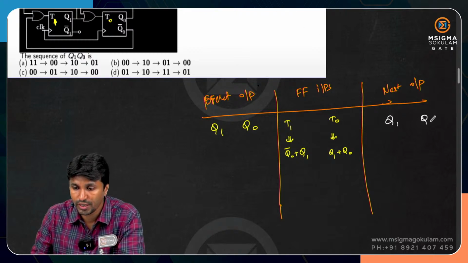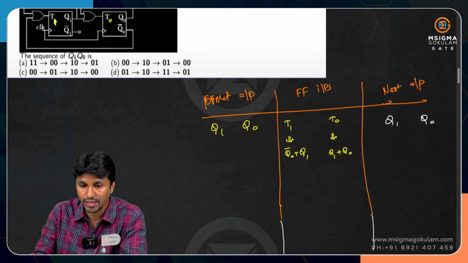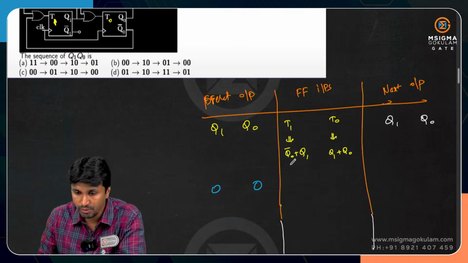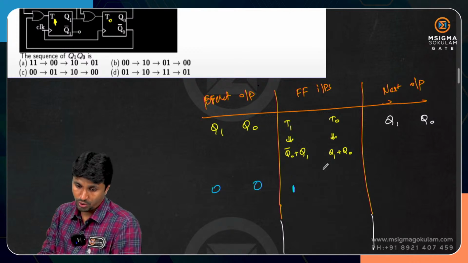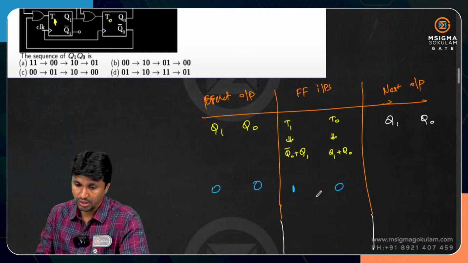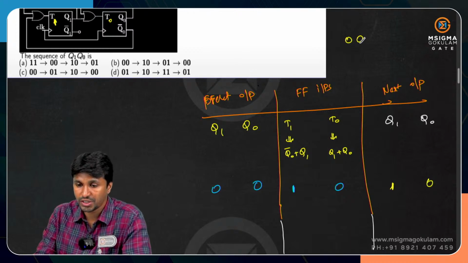So this is Q1 and Q0. First I'll start with 0 0. Tell me what will be the inputs. Since we have Q0 complement, which is 1, this should be 1. Q1 or Q0 is nothing but 0, right? So the input to the T flip-flop is 1, so the output will toggle. Earlier it was 0, so it will toggle to 1. This is 0, so the same output will continue, so this is equal to 0. So when the present state is 0 0, the next state will be 1 0.